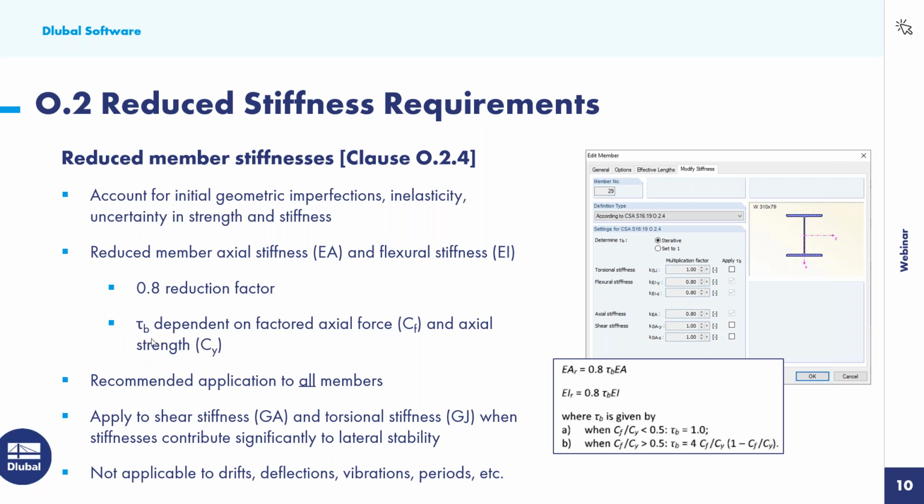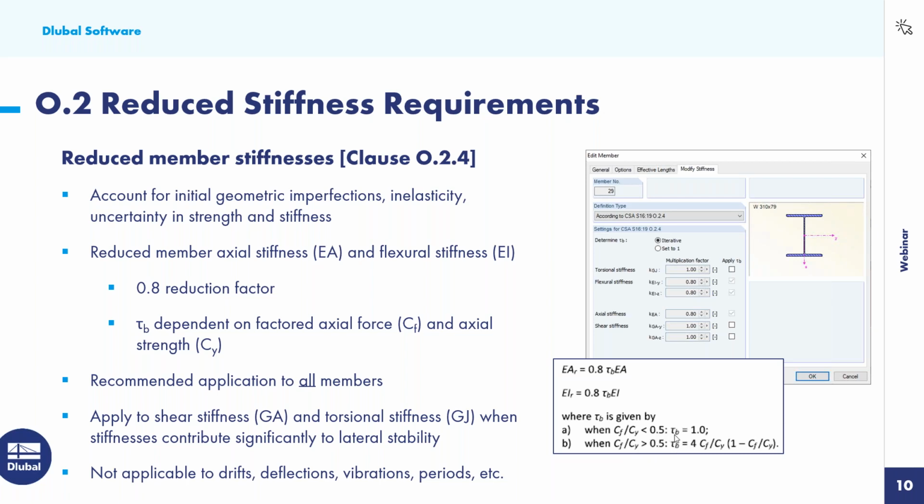But we must also consider a tau sub B factor, and this is actually dependent on the factored axial force, C sub F, and the axial strength of the member, C sub Y. And we use these equations shown here in the lower right directly from the CSA standard to calculate tau sub B. So we can see the higher that ratio is, the smaller that tau sub B factor is going to be, and the more it will reduce our stiffness.